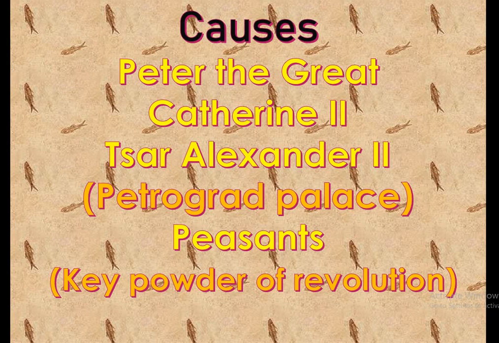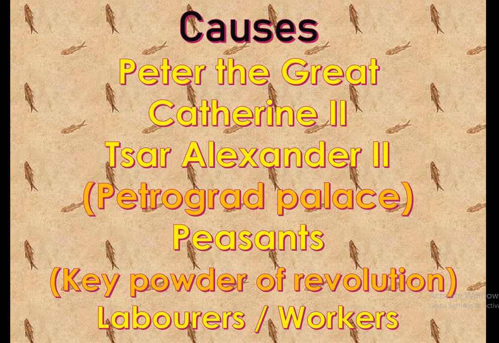Finally, when the peasants were rising against them, Tsar Alexander II abolished serfdom and emancipated the peasants. Even though they were relieved from serfdom, they were not given enough land. So they became the key powder of revolution. What's the meaning of key powder? They were the ones to start the revolution. With them, the laborers and the workers also joined because they were aggrieved about their low wages.